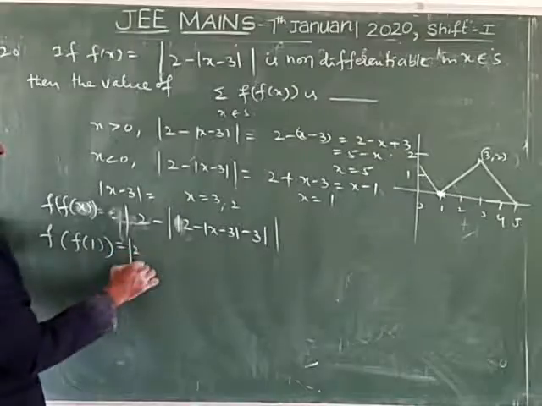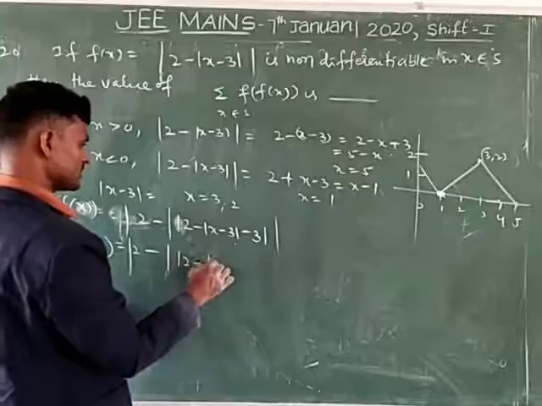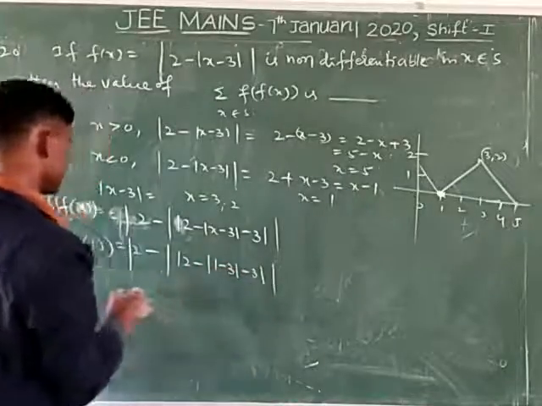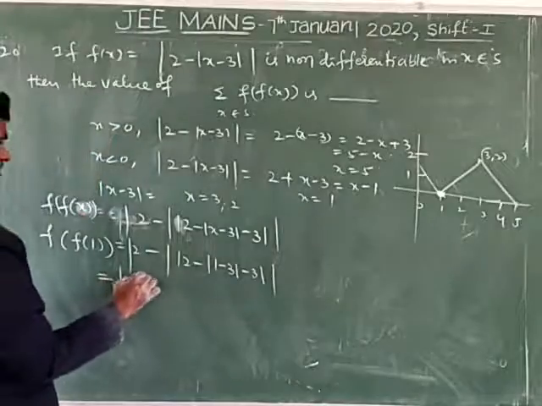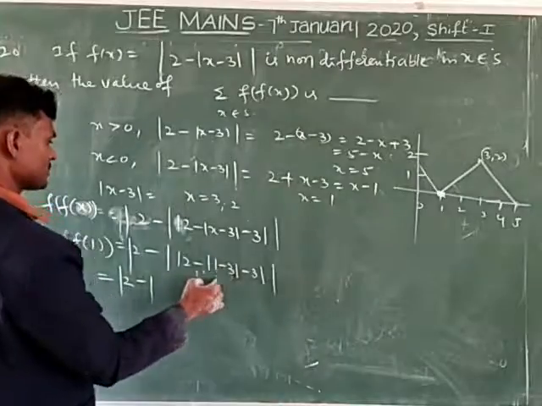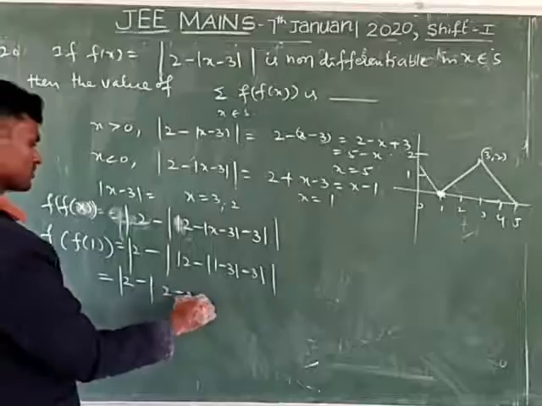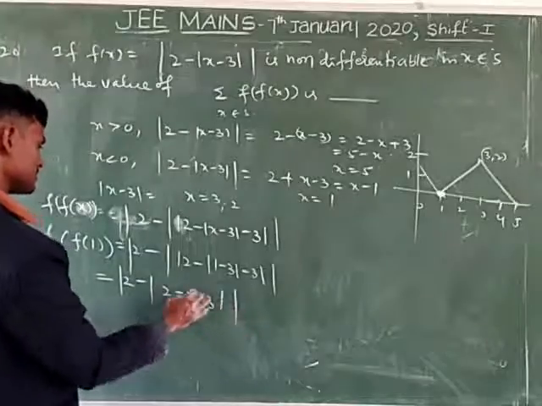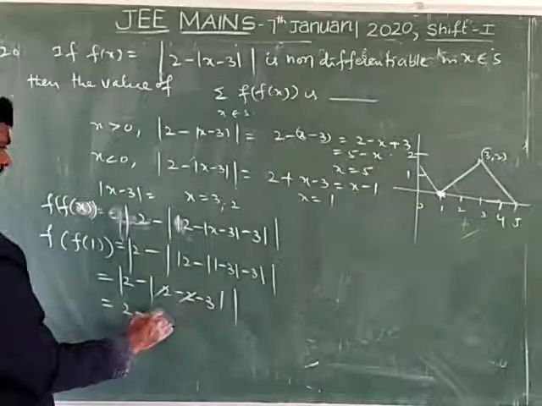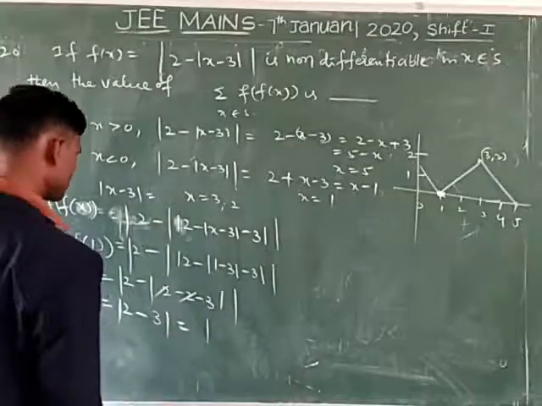Here modulus of 2 minus modulus of 1 minus 3 is equal to 2 minus modulus of 2 minus 1 minus 3. 1 minus 3 is minus 2, so this is 2 plus 2. 2 minus 2 minus 3, this cancels. Now here 2. Here this is modulus of minus 3. Again plus 3, plus into minus. It is equal to modulus of minus 1, which is 1.